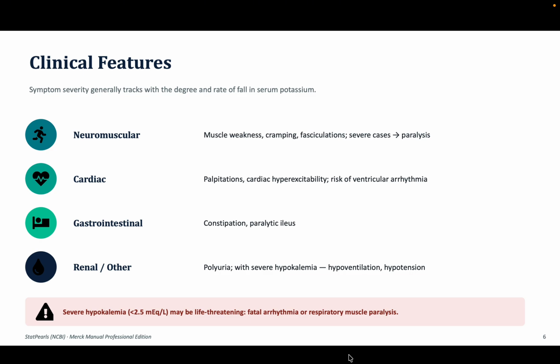For severe hypokalemia, which is defined as serum potassium less than 2.5 milliequivalent per liter, there may be life-threatening fatal arrhythmia and respiratory muscle paralysis. So the patient should be admitted to the ICU, and hypokalemia should be corrected promptly according to protocol.